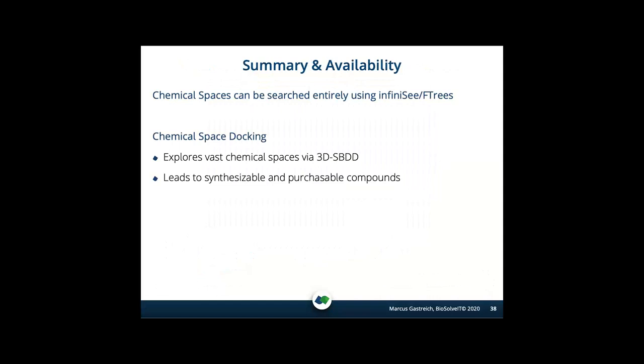So chemical spaces can be searched entirely using the Infinities and Feature Trees technology. You could do a subset enumeration and then continue to work with your own favorite methods that you have beyond this. But you could just as well hunt with chemical space docking and explore the vast spaces using 3D information. It does lead to synthesizable and purchasable compounds. That's what we've seen now. And I hope I could make this plausible, even though it is too early to actually show you a bunch of working examples from academia or from companies.